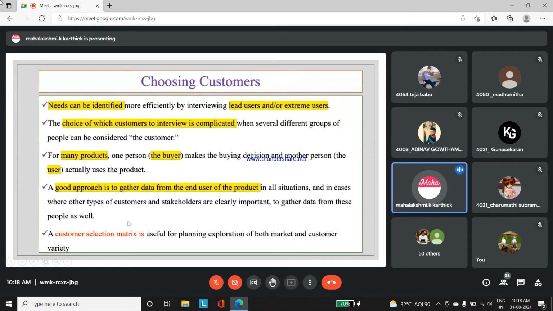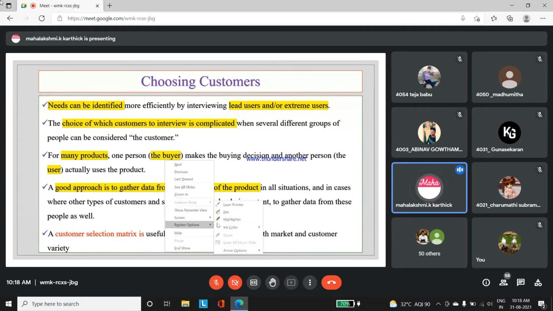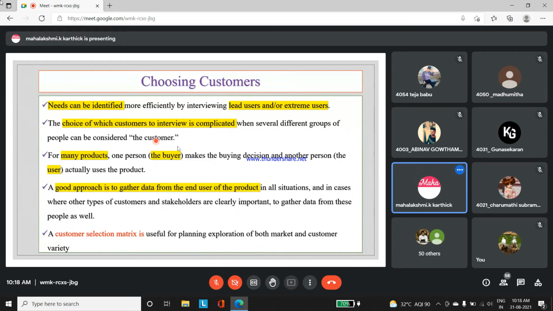Other types of customers or stakeholders are clearly important too, even though these customers are also very important for us, but the main focus should be on the actual end users of the product, to gather data from these people as well. So you have to analyze who the buyers are, who the real users are, and accordingly choose the customer. I hope you are able to understand these key points.